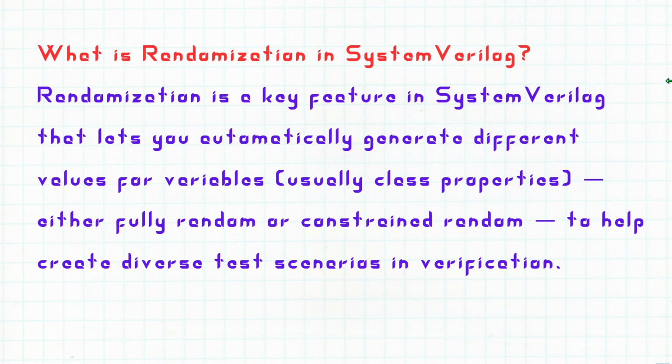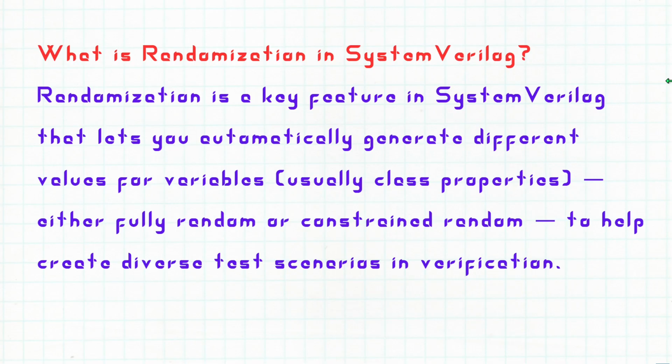Now here understand the statement. In Verilog we have urandom, but it is the method. You can use it but cannot control that randomization. But in SystemVerilog you can control that randomization, and that is answered in next line. Either fully random or constraint random, means you can fully randomize your variable, or you can have a constraint random in that to help create diverse test scenarios in verification.